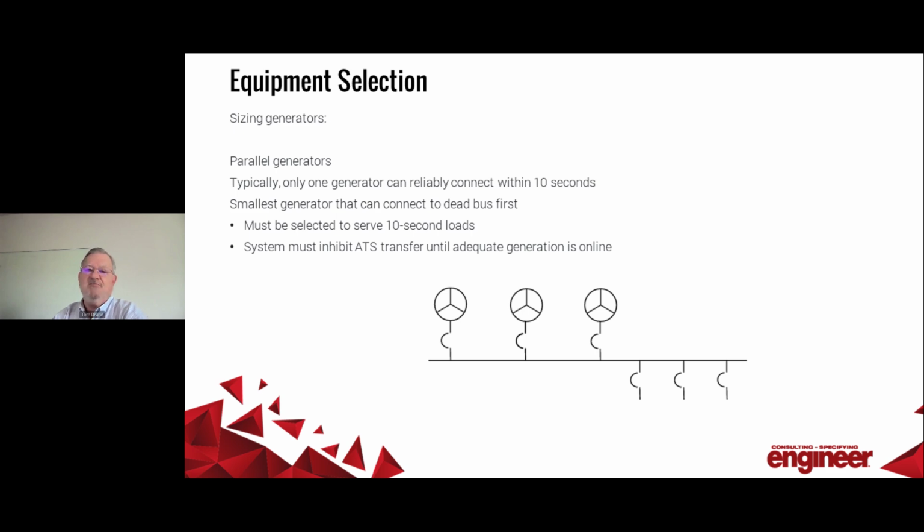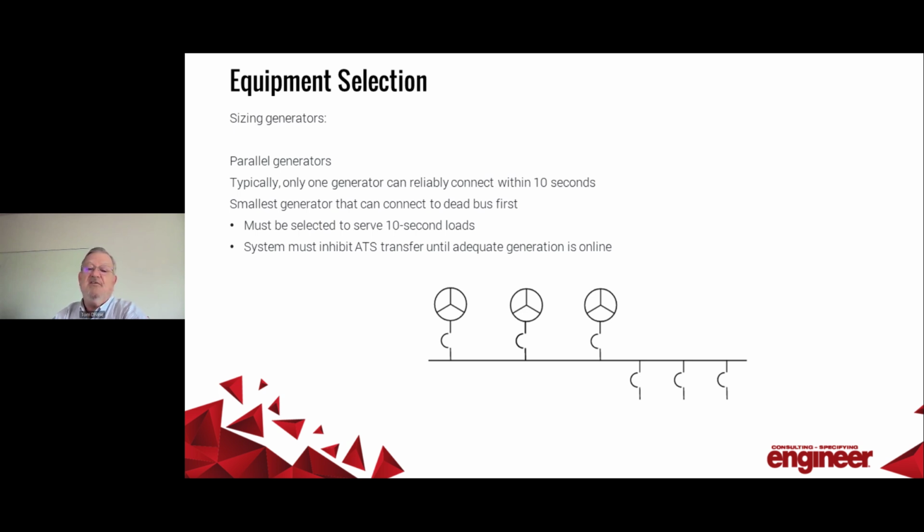For parallel systems, the selection process is a bit different. You have to select the generator that comes on first. Normally, only one generator can connect within 10 seconds, and that generator has to be able to carry all of the 10-second loads. Adding more generators to the bus can be kind of a probabilistic process. It's not entirely predictable, and it takes longer than that. So the smallest generator that can be the first to connect to the system bus has to be able to serve all of the 10-second loads.